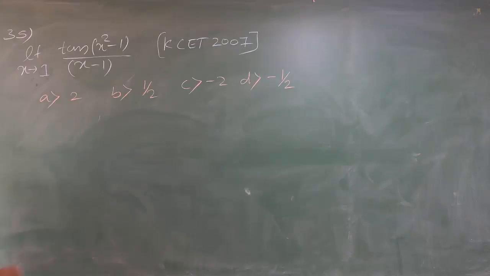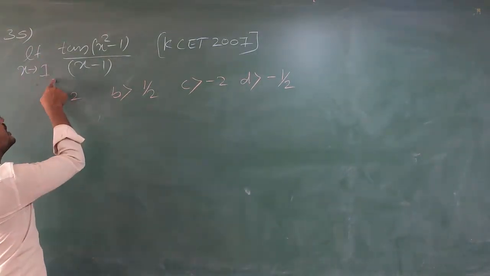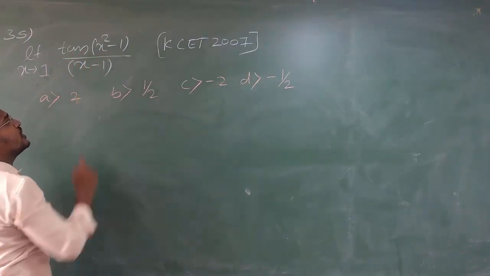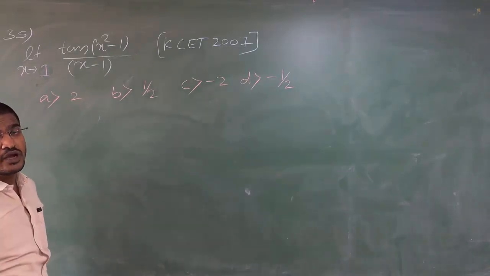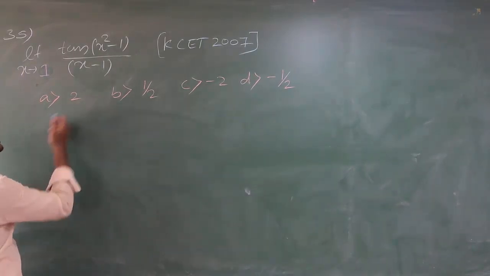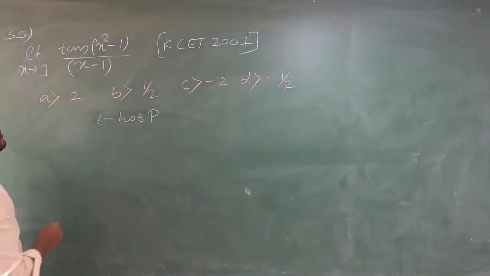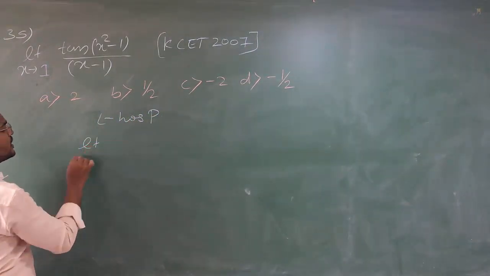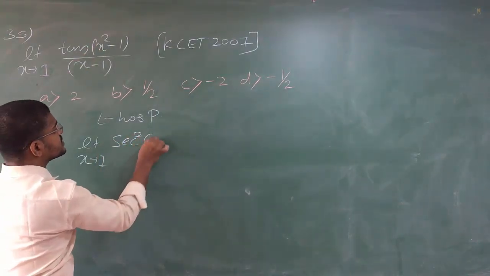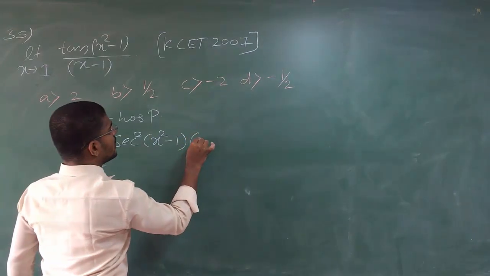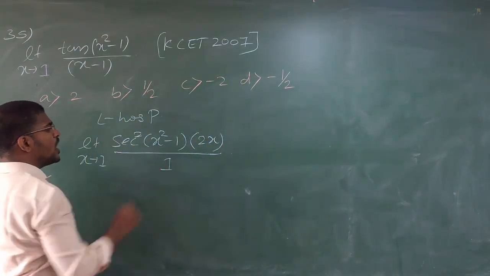Okay students, let us go for problem number 35. Limit x tending to 1, tan of x square minus 1 divided by x minus 1. If I put 1 here, it will be in the indeterminate form. So for that reason, let us go for L'Hospital rule. In L'Hospital rule, limit x tending to 1, differentiation of tan is secant square of x square minus 1 into 2x divided by 1.